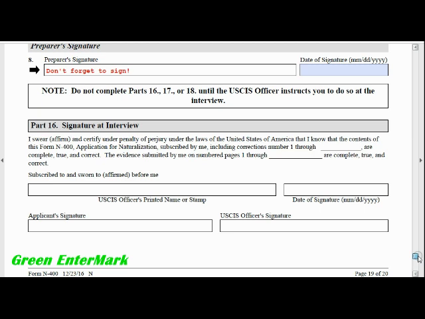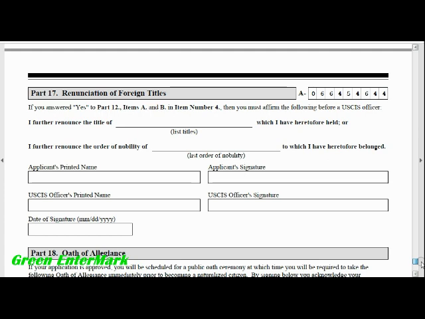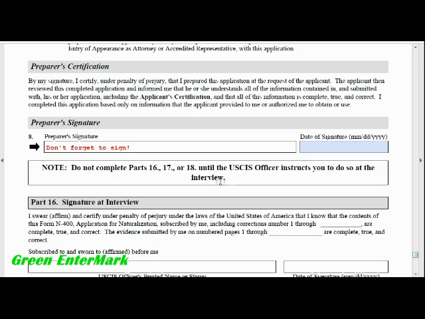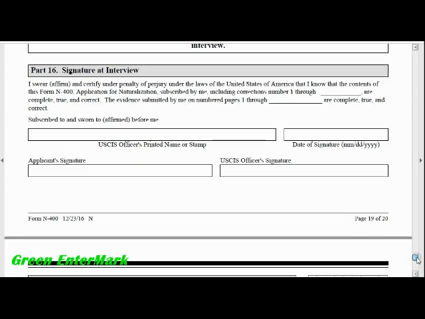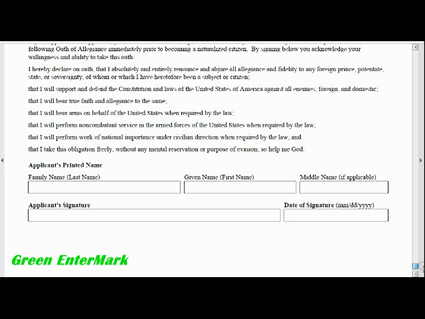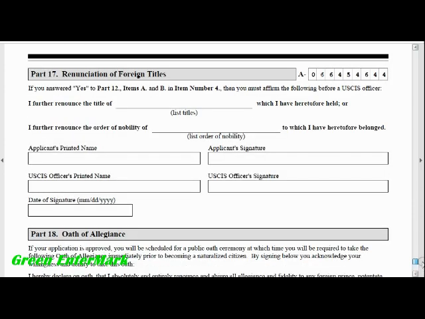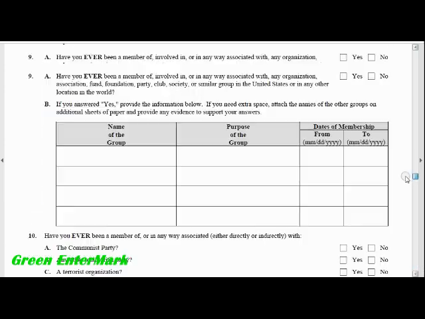Now Part 16. There is a note: do not complete Part 16, 17 or 18 until the USCIS officer instructs you to do so at the interview. Okay, it's the signature at interview. You don't need to do it before the interview. When the USCIS officer gives you the instructions, you do it, so leave it. It's all after the examination.